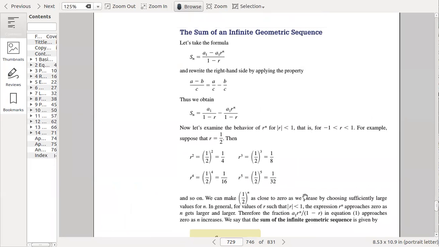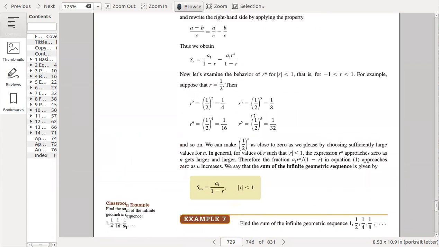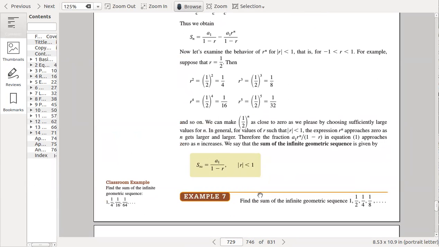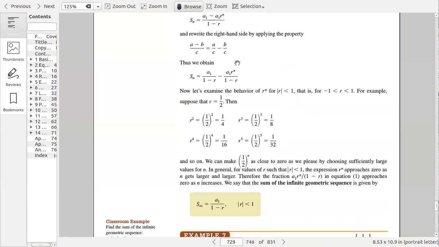So what is the essential condition? The essential condition is that the common ratio must be less than 1. If the common ratio is less than 1, then this sum of n terms formula will be modified. How can we modify it? First, we can write it as a sum of two terms and then we will observe the behavior of the second term.